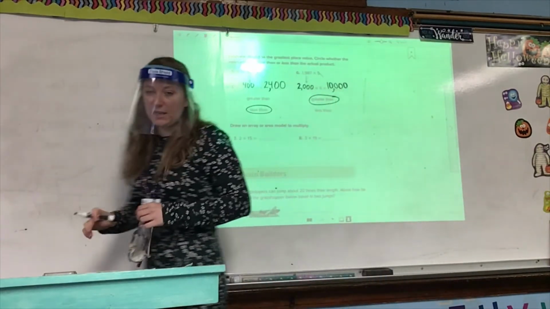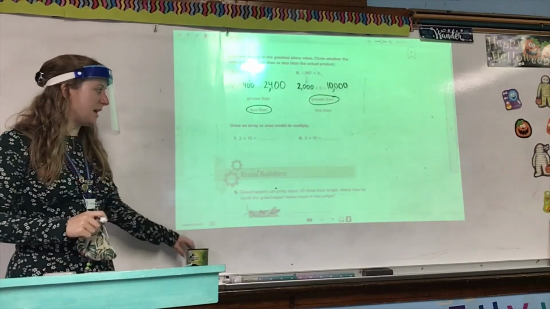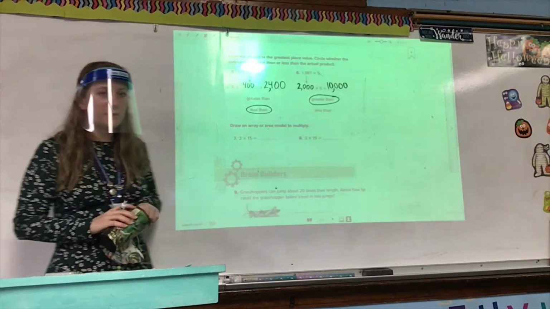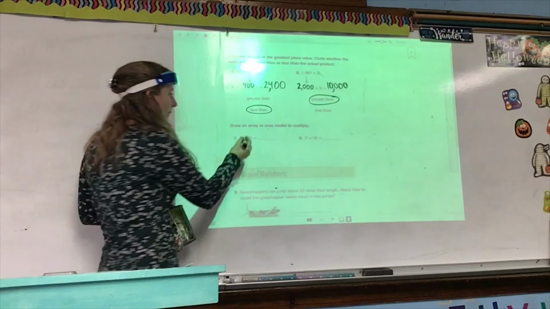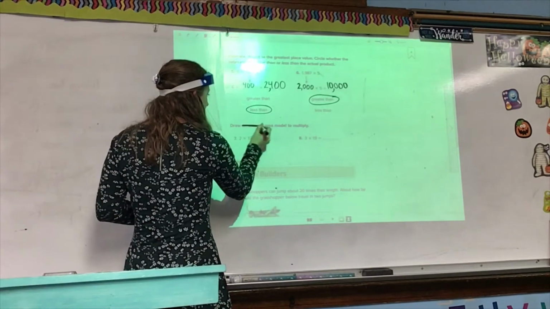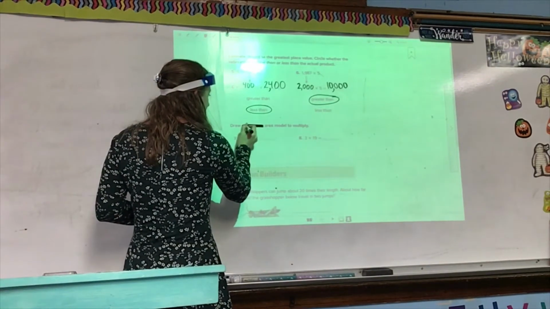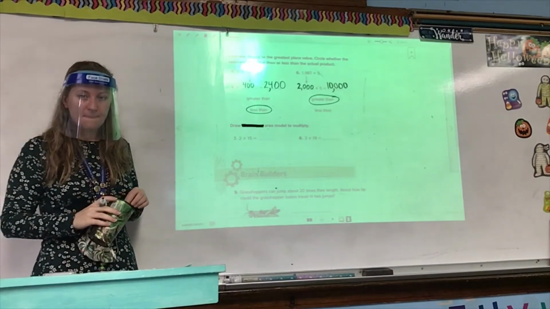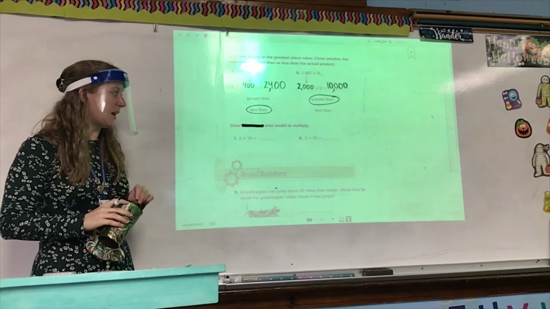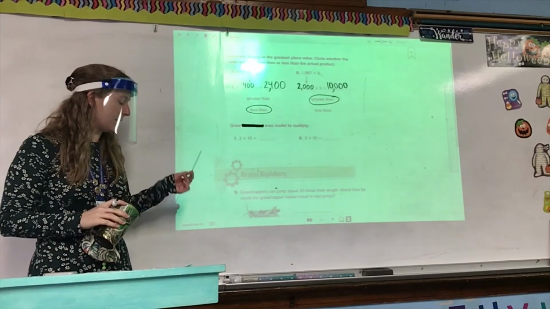Okay, number 7 and 8, the directions say, draw an array or an area model to multiply. Are we drawing arrays anymore? No. Remember I said that, so nobody should have drawn an array. We're not doing arrays anymore. We are past that. You need to mute, Carla. Okay, we are past that, so we need to draw an area model to multiply.